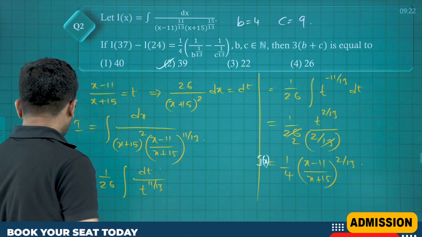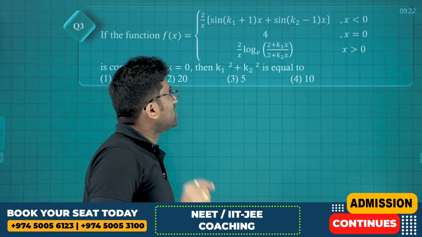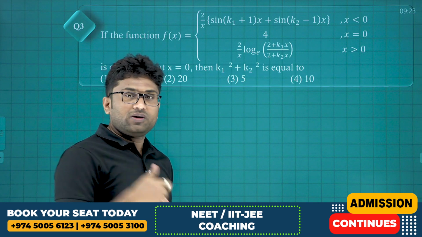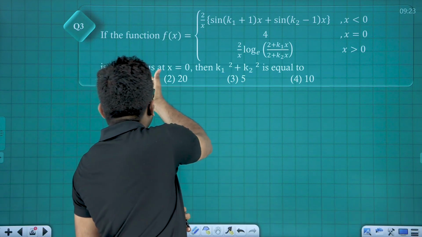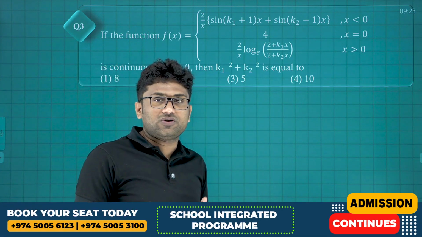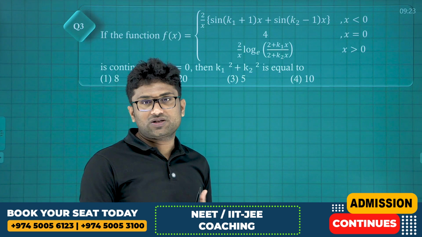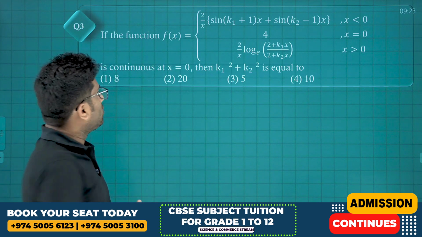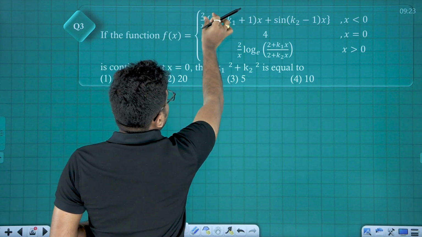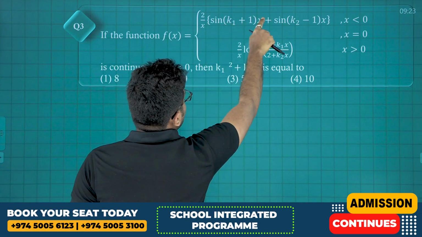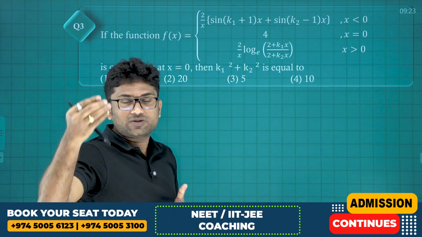Clear? Next question, friends. If the function f of x is equal to... a simple question from limits and continuity which can just be solved by equating. They said that this function is continuous at x equals 0. That means LHL is equal to RHL is equal to the value of the function at x equals 0. So at x equals 0, what is LHL now? LHL is the limit of 2 times sine of (k1 plus 1) x divided by x.